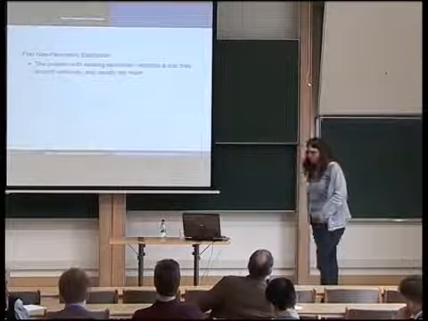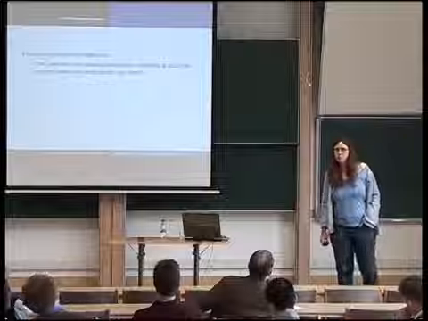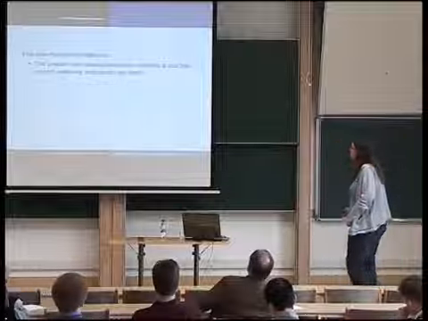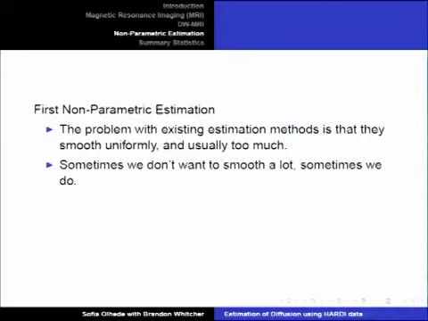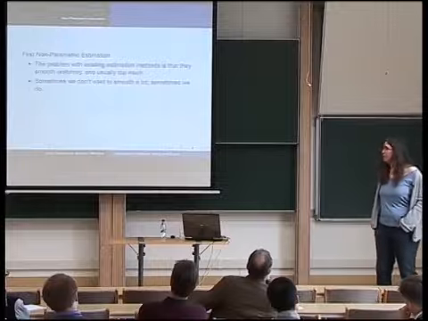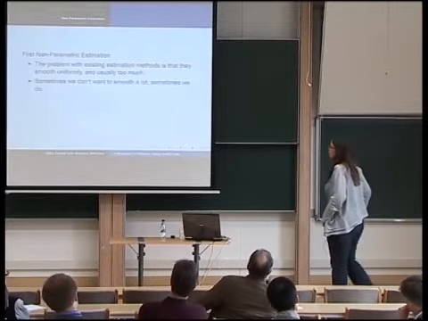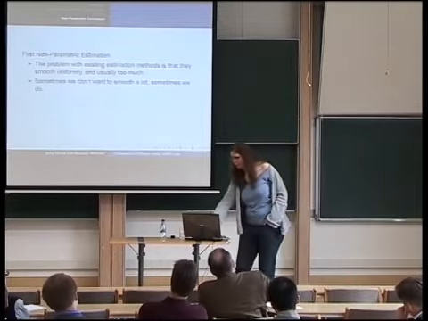Okay, so the problem with the existing methods, if you want to get out these microstructural features, is that they usually smooth uniformly. So they try to estimate this density either in Q space and then do something clever, or directly in space. But there's an inherent bandwidth associated with only using a few functions. And most of them smooth uniformly, and they smooth too much. So you're not going to get that much power out of your test once you design it if you start off by smoothing out everything that's in there. So sometimes we don't want to smooth a lot, sometimes we do.